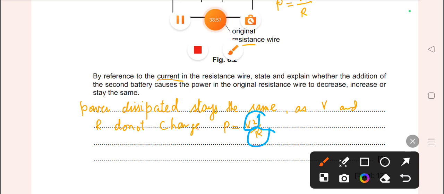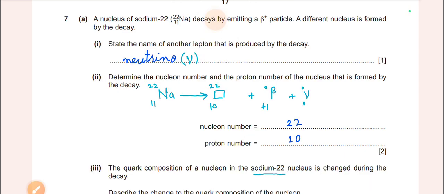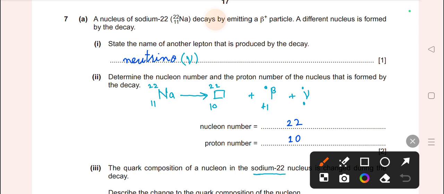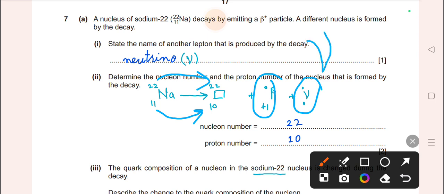Part G, in the next part says the nucleus decays by positive beta particle, and a different nucleus is formed by the decay. State the name of the other lepton. Here I have mentioned the equation. When positive beta decays, the upper number stays the same, and the lower number is decreased by 1 for positive beta. For negative beta, the proton number increases by 1, but for positive, it decreases by 1. And with the positive beta, a neutrino is produced. Neutrino has a symbol of a tilted ν, not a straight one, right? So the first answer, the lepton produced, is neutrino.